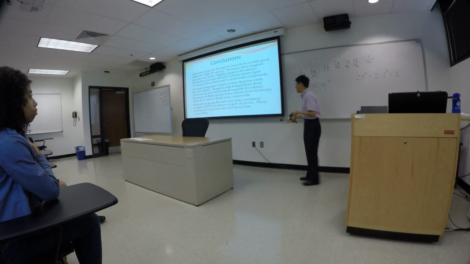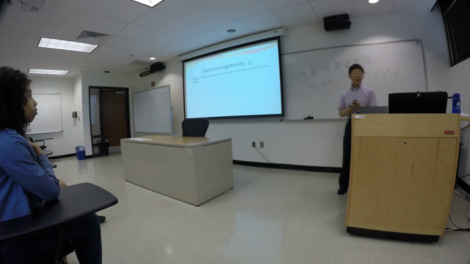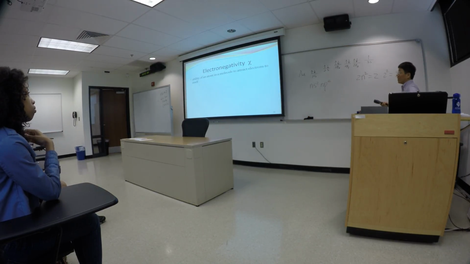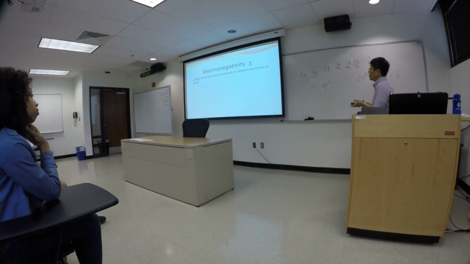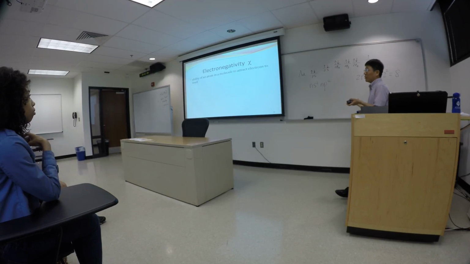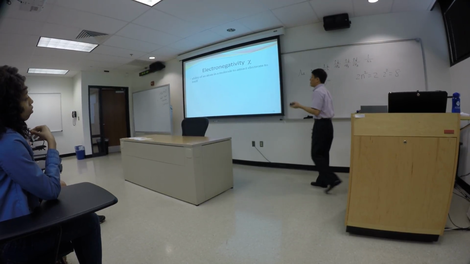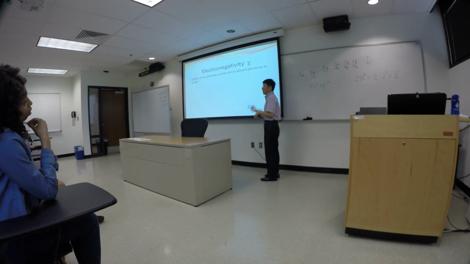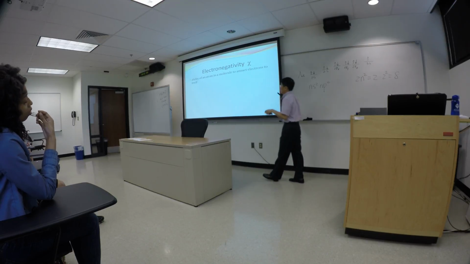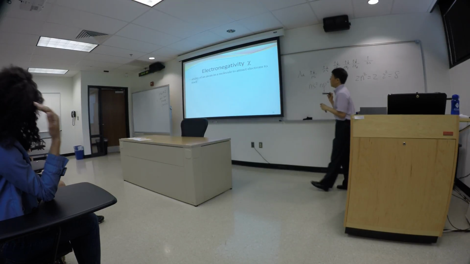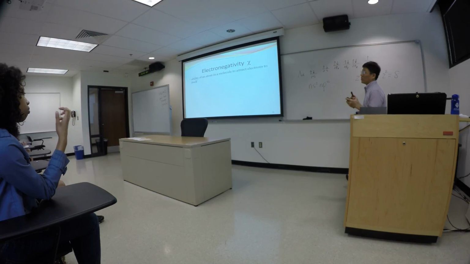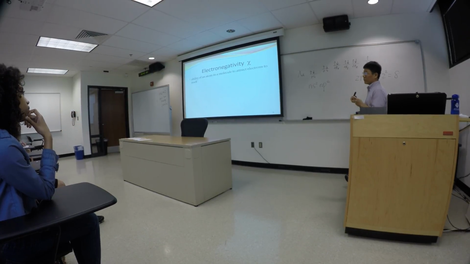Something that we want you to pay attention to: in addition to metallic character, we also want to introduce another periodic property, what we call electronegativity. Definition: how do we define electronegativity? Electronegativity is defined as the ability of an atom in a molecule to attract electrons toward itself.